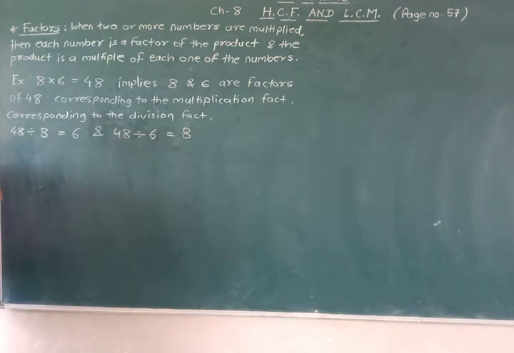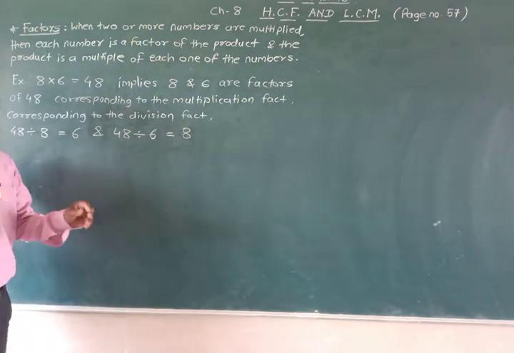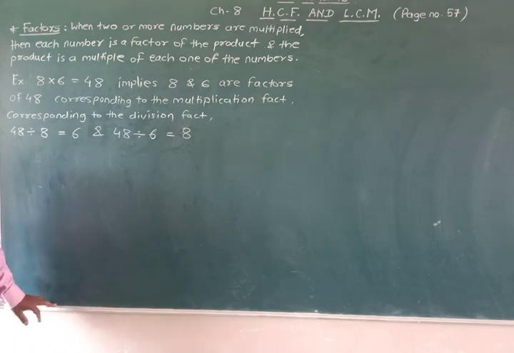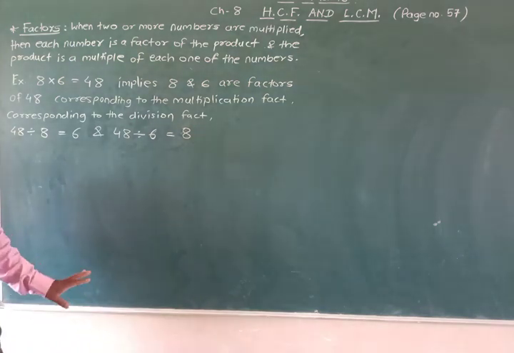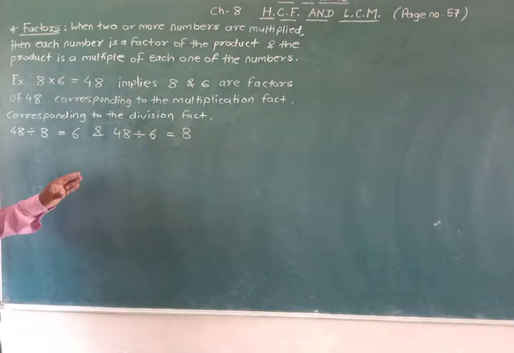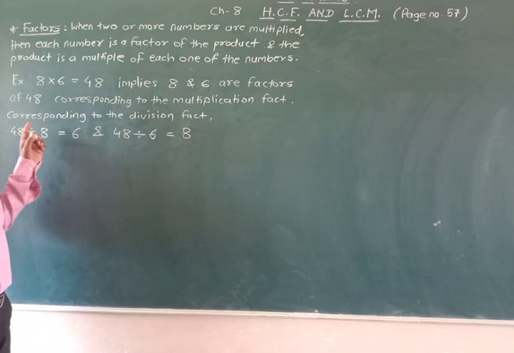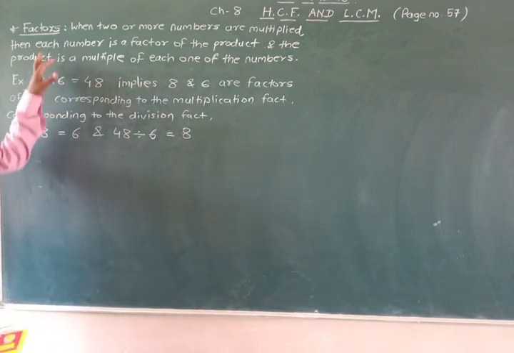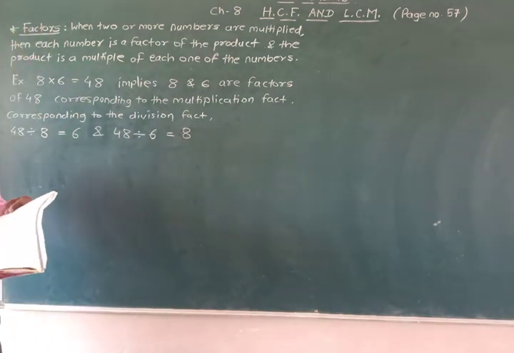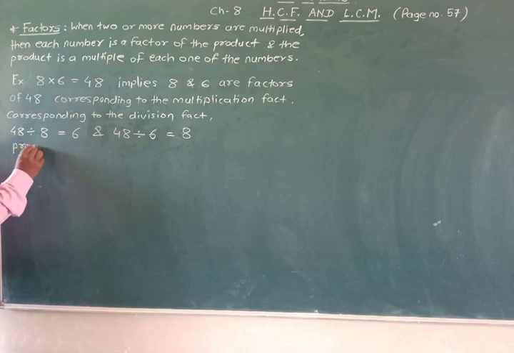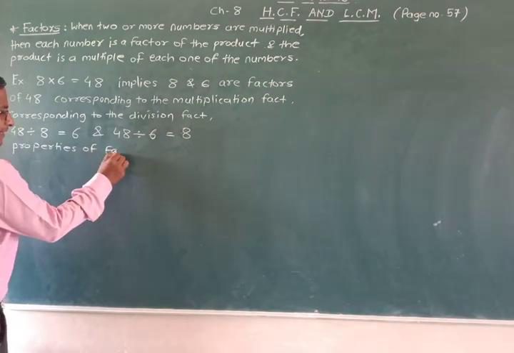So again we say that factors: when two or more numbers are multiplied, then each number is a factor of the product, and the product is a multiple of each one of the numbers. This is the definition of factors. Then we see the properties of factors.